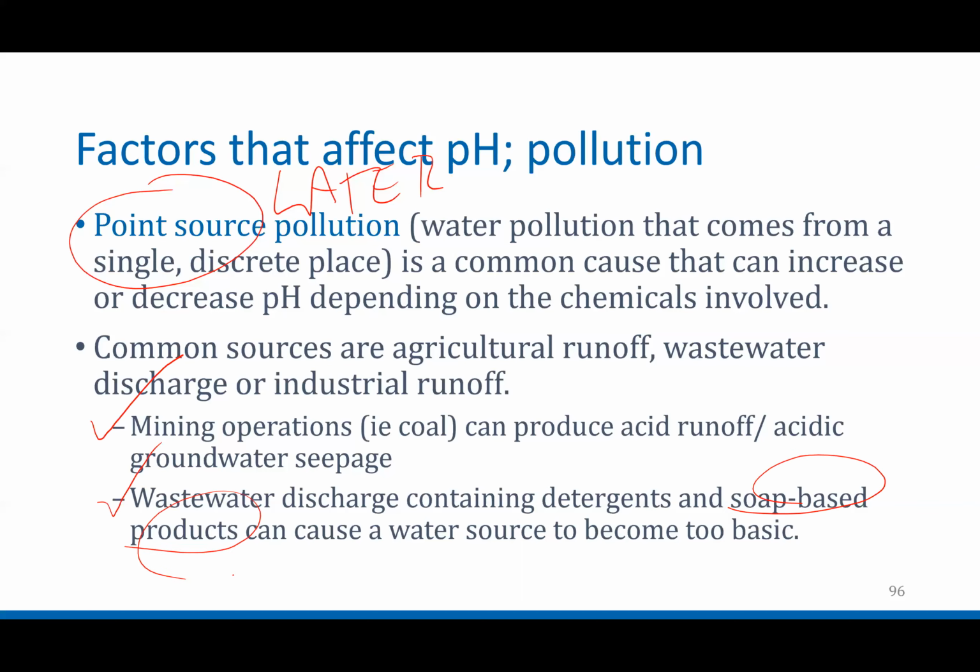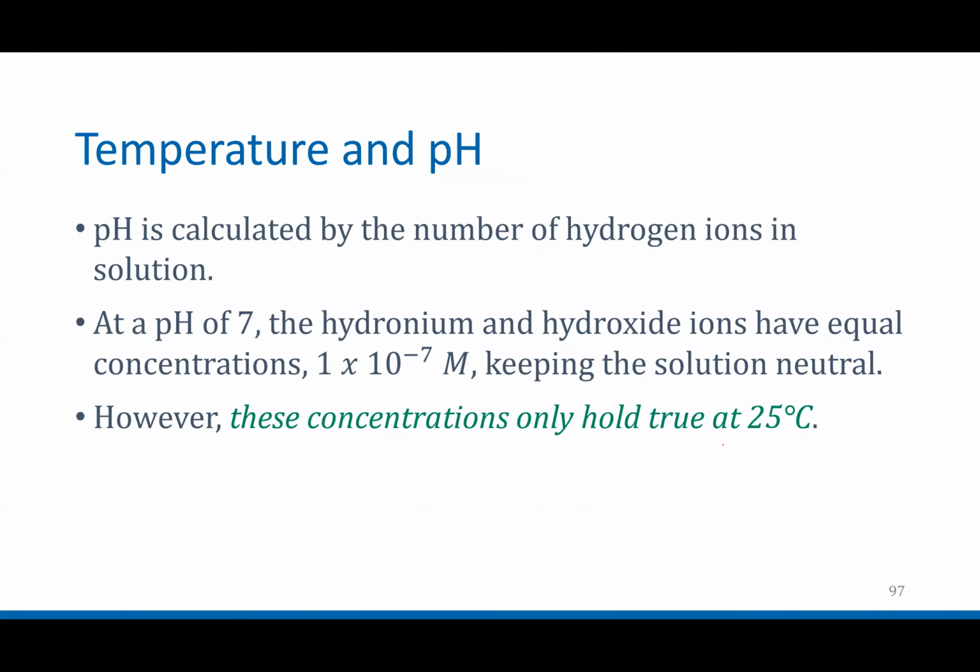Soap-based products, so when you're cleaning things with detergents and soap and you let that water go out into the environment, it can be too basic. Mining operations typically have a lot of acidic runoff. A lot of the chemicals and water they use can be acidic in nature. A lot of the interaction between water and rocks in general can produce acidic water as well. So mining operations, wastewater discharge, two factors that affect pH.